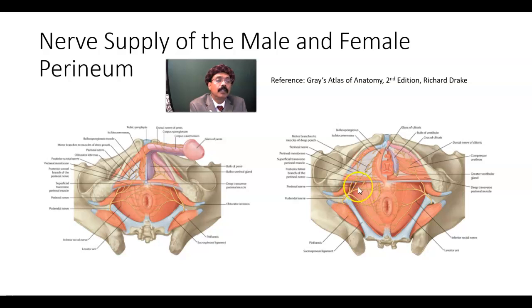We have the nerve here, motor branches to the deep pouch. Here is the dorsal nerve to the clitoris. So we have the inferior rectal nerve, the perineal nerve, and the dorsal nerve to the clitoris.